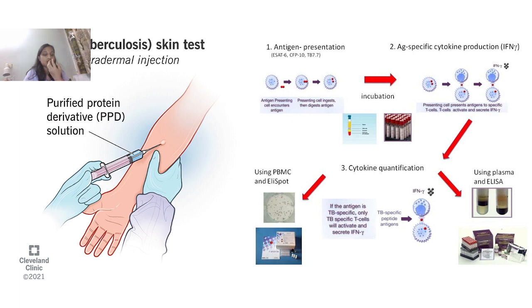So the induration, as it is known, is when the site is swollen and there is local hardening. The diameter of the induration they will measure, and it is directly proportional to the degree of sensitization. So this is a common test, the intradermal tuberculin test, that is done in hospitals. Apart from this, there is another test, which is the IFN gamma release assay.